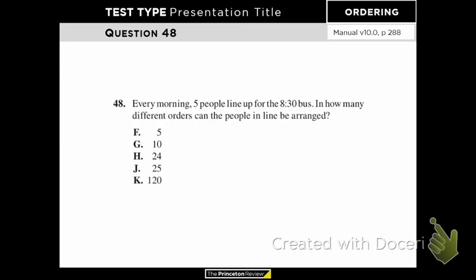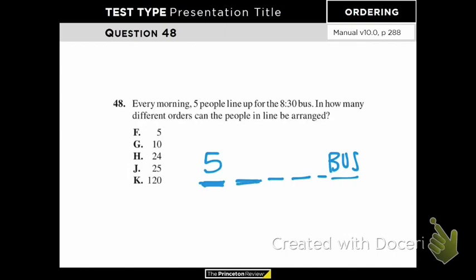This one's a little bit different, same idea though. Every morning 5 people line up for the 8:30 bus. In how many different orders can the people in line be arranged? So again, you can kind of think about the situation. Here's the bus, right? And then you've got 5 people in line. So say we're starting here, how many options do we have? Well, there are 5 people, so one of those 5 has to be there.